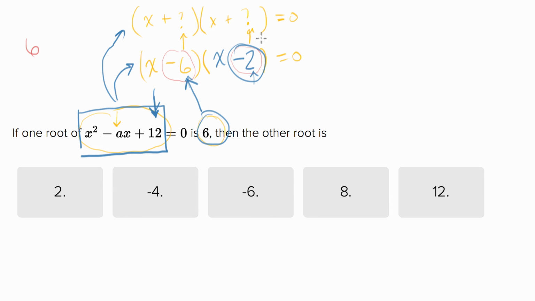So if what you have in the binomial is negative 2, then the root will actually be positive 2. So the answer here will be the first choice. Whew. Okay, that was pretty complicated.